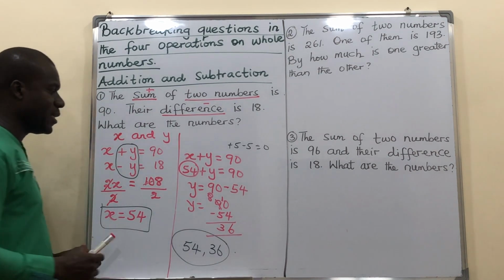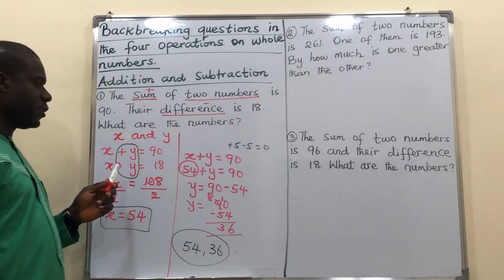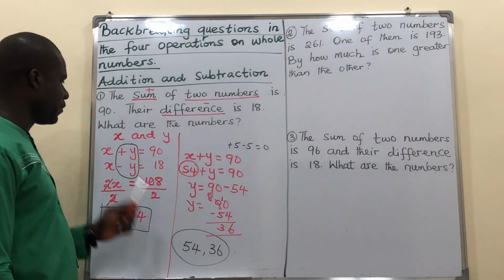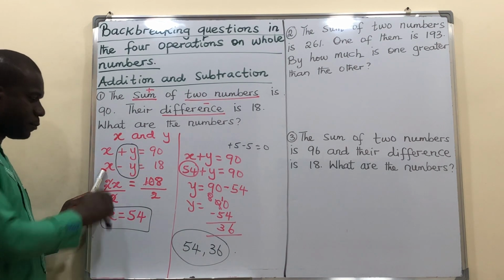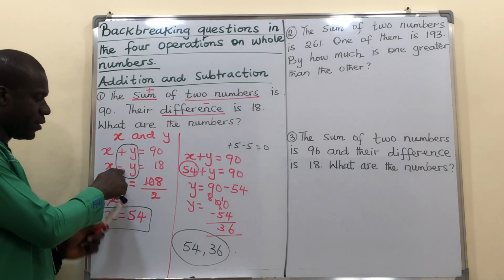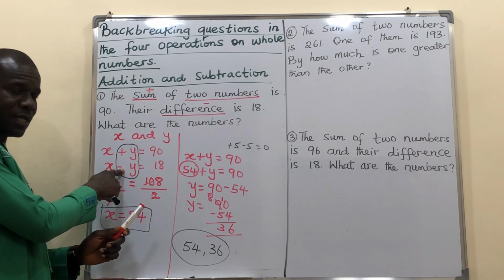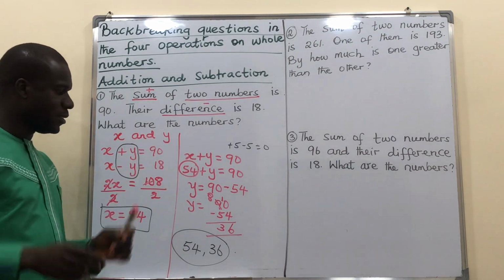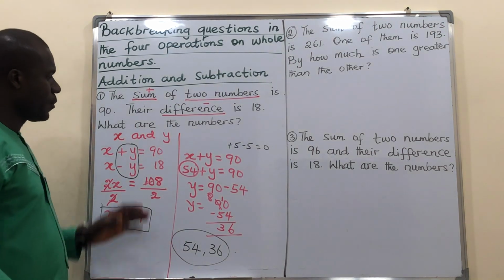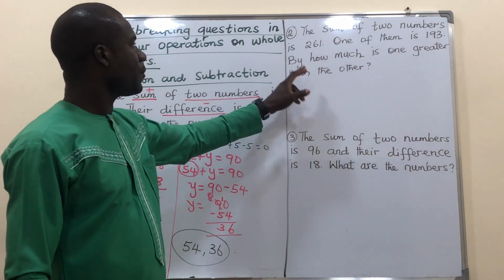You can verify the answer. Just go to the equation where you have X, replace it with 54 plus 36, see if it will give you 90. Where you have X, replace it with 54 minus Y as 36, and see if it will give you 18. Okay? If that satisfies what you have on the right hand side, that means what we've done is correct. Okay, now let's move over to the second question, question 2.